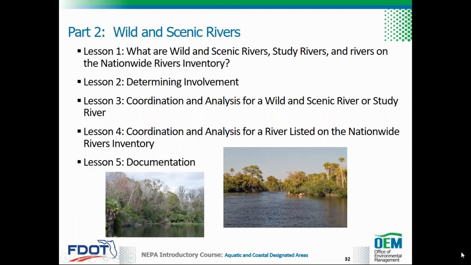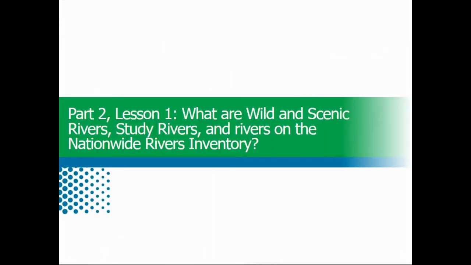Part 2 has 5 lessons. In Lesson 1, we will discuss the basics of wild and scenic rivers, study rivers, and rivers listed on the nationwide rivers inventory. Lesson 2 will cover the process for determining involvement with these rivers. Lesson 3 will discuss the required coordination and analysis for a wild and scenic river or study river. Lesson 4 will include the required coordination and analysis for rivers listed on the nationwide rivers inventory. And Lesson 5 will cover documentation of wild and scenic rivers in the environmental document.